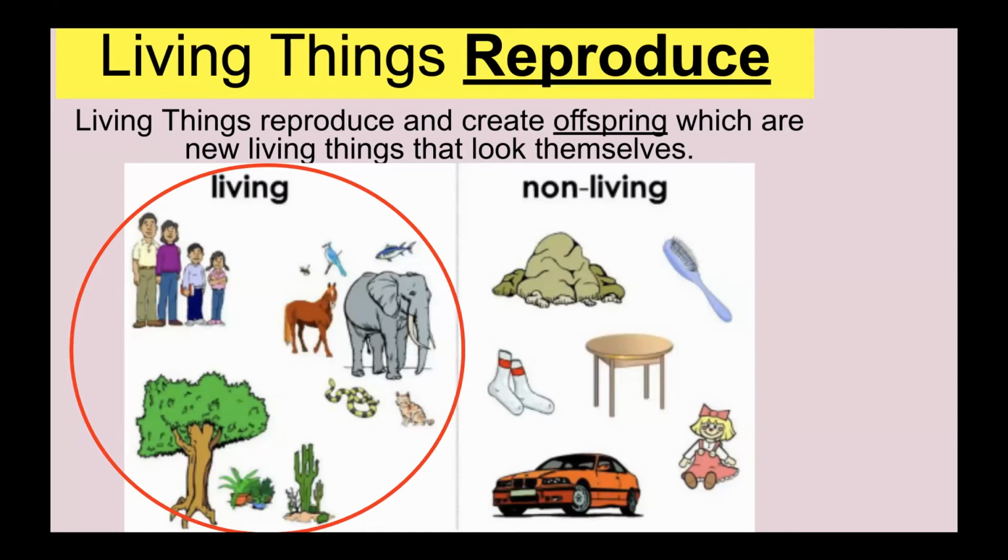So hopefully you guys said no. So non-living things cannot grow, they cannot reproduce and have babies or offspring. So please remember that. So again, today in this section, we are focusing on the living things that can reproduce and create those babies and offspring.